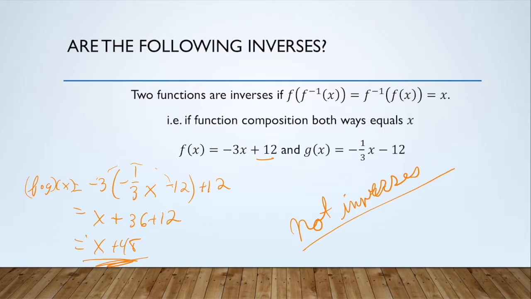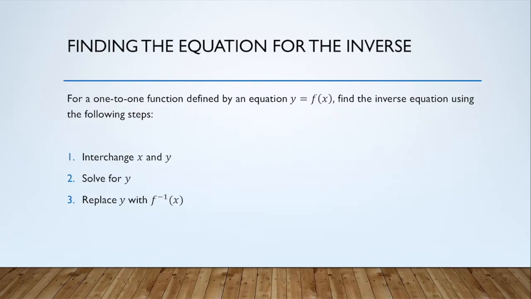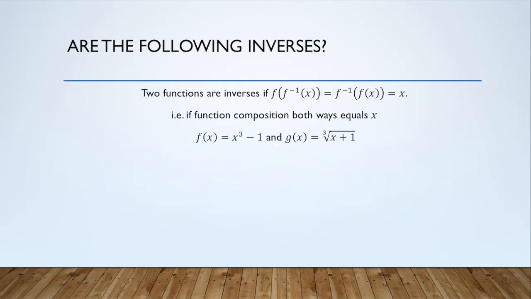Let's take a look at another example. Did I miss an example? Oh, I'm sorry, I did. So let's determine if these two functions are inverses. I have f of x equals x cubed minus 1 and g of x equals the cube root of x plus 1. I'm going to go ahead and take f composed with g of x. So that gives me the cube root of x plus 1, cubed, minus 1. That's going to give me x plus 1, because cubes undo cube roots, minus 1. So x. So f composed with g does equal x.